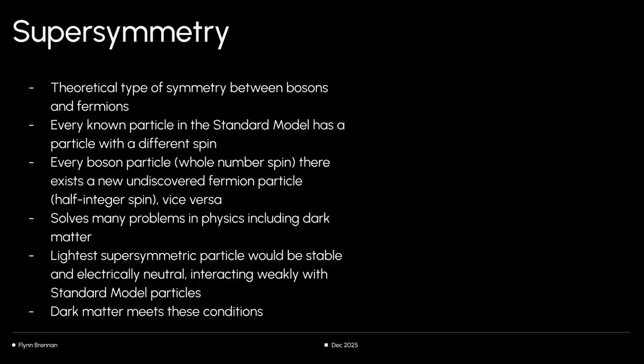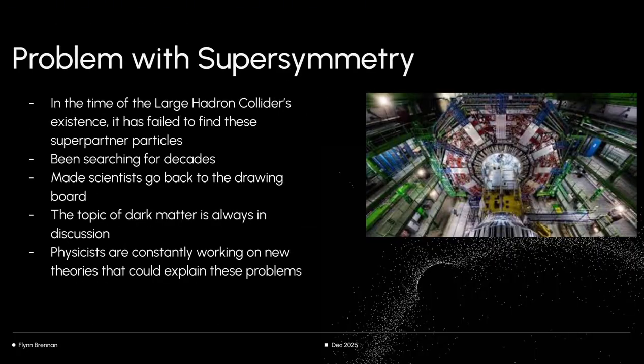So supersymmetry solves many problems in quantum physics, one of them being dark matter. Scientists predict that the lightest supersymmetric particle would be stable and electrically neutral and would interact very weakly with the standard model particles. These conditions meet all the requirements for dark matter. So dark matter needs to be very stable and electrically neutral in order to not have a significant interaction with the standard model particles, yet it still gains mass by potentially interacting with the Higgs field or by some other reason.